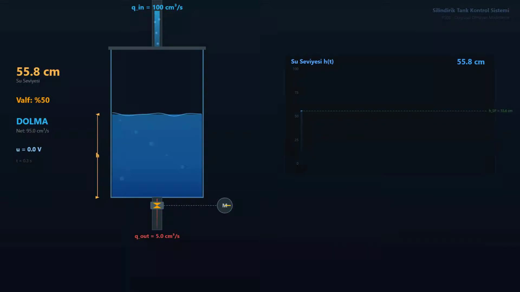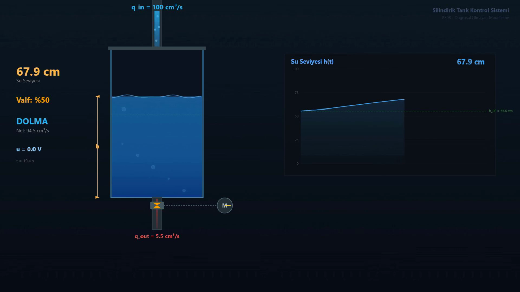Before we dive into the math, let us see the tank system in action. The inflow, Q in, is set to 100 cubic centimeters per second, well above the equilibrium value. Watch how the water level rises steadily. The valve opening stays fixed, and the outflow cannot keep up with the increased inflow. The graph on the right tracks H over time. This is exactly the nonlinear behavior we will model and linearize in this video.